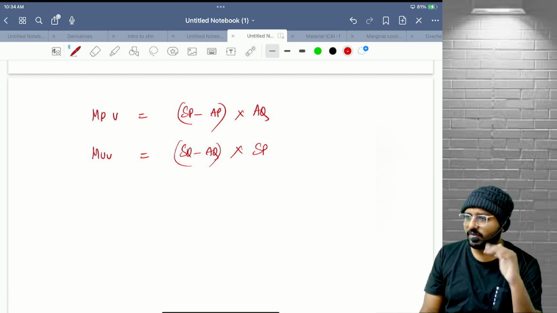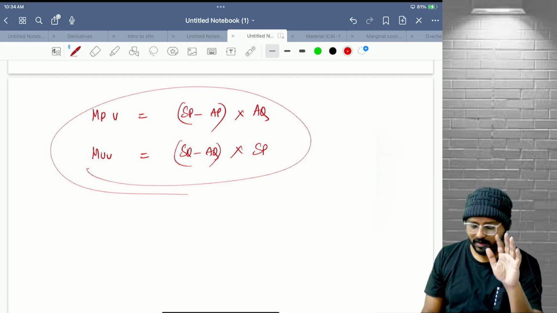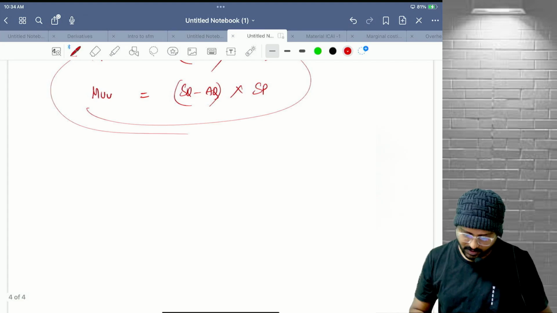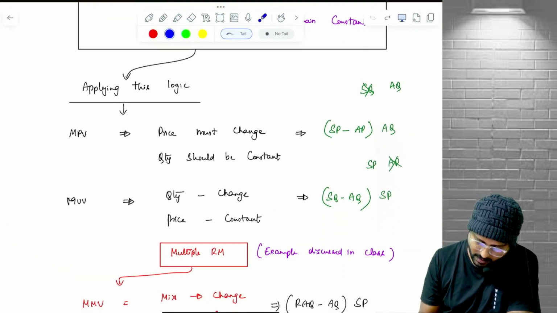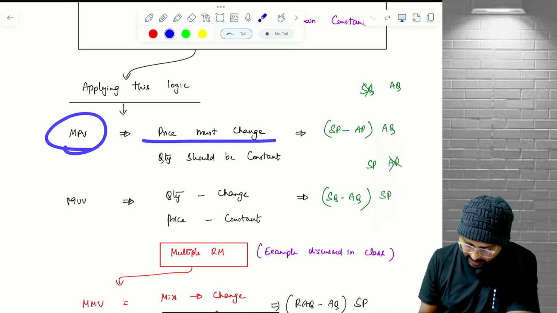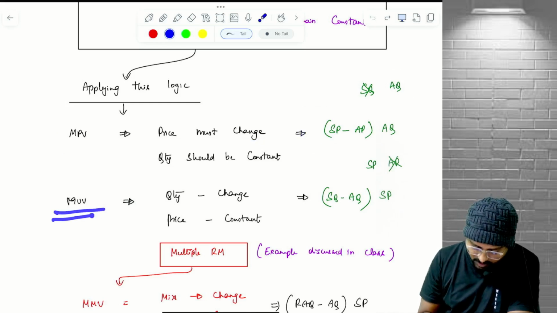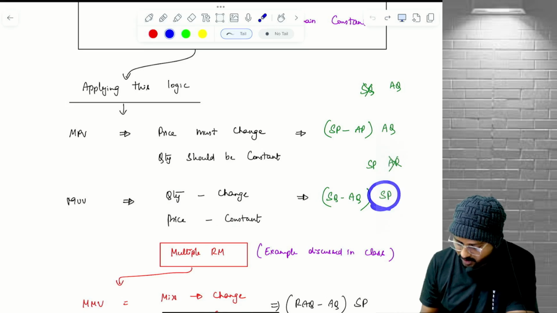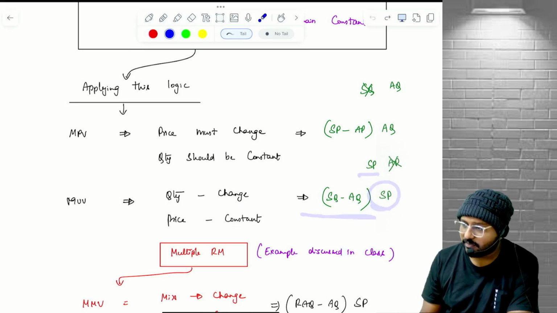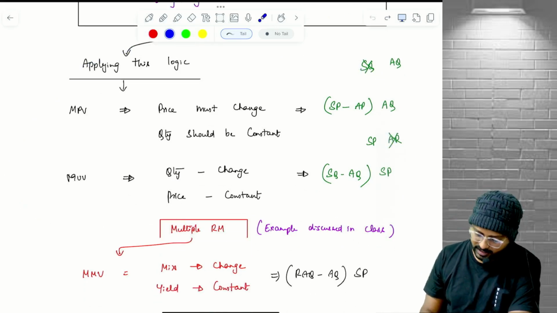Once we go to mix and yield variance, you'll understand. Anyways, are we done with this? All right, fantastic. Now see, this is what I've told here. When it comes to price variance, price must change and quantity should be constant. And which quantity will remain constant? Actual quantity. I gave you the formula. Similarly, when it comes to usage variance, quantity will change and price will be constant. Which price will be constant? Standard price. So actual price I've cancelled here. That's it. Are we done with this? Moving on.